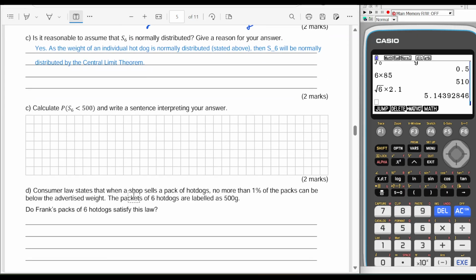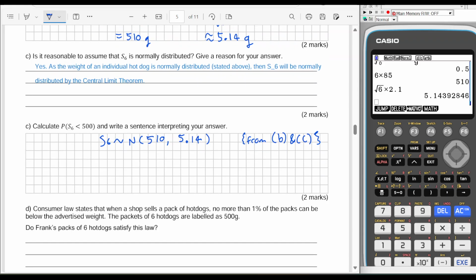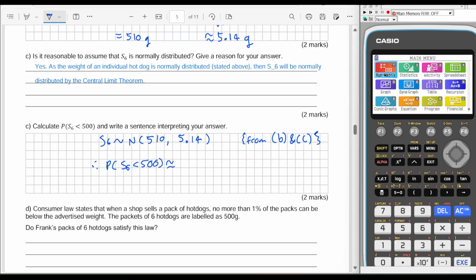Okay, calculate that probability. So we know that S6 is distributed normally. It's got a mean of 510 and a standard deviation of 5.14. This is from B and C. So we know the mean and standard deviation from B, and we know that it's distributed normally from C. Therefore, the probability that S6 is less than 500 roughly equals, and we can work that out.